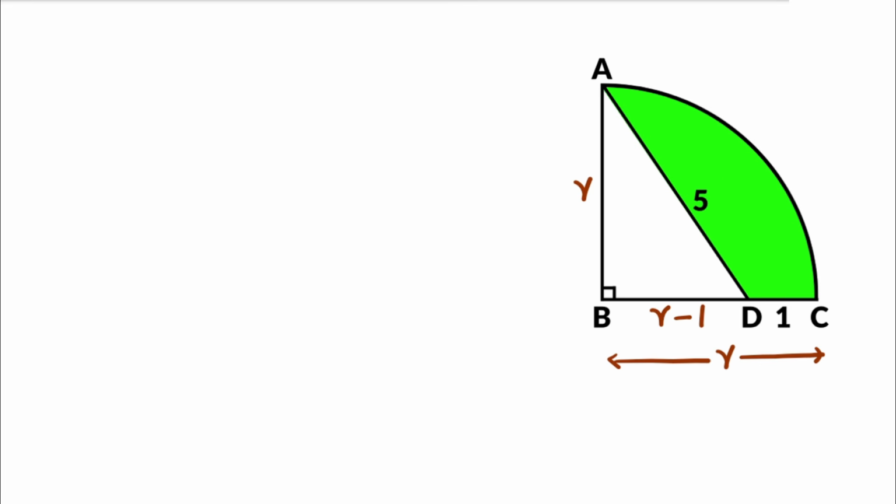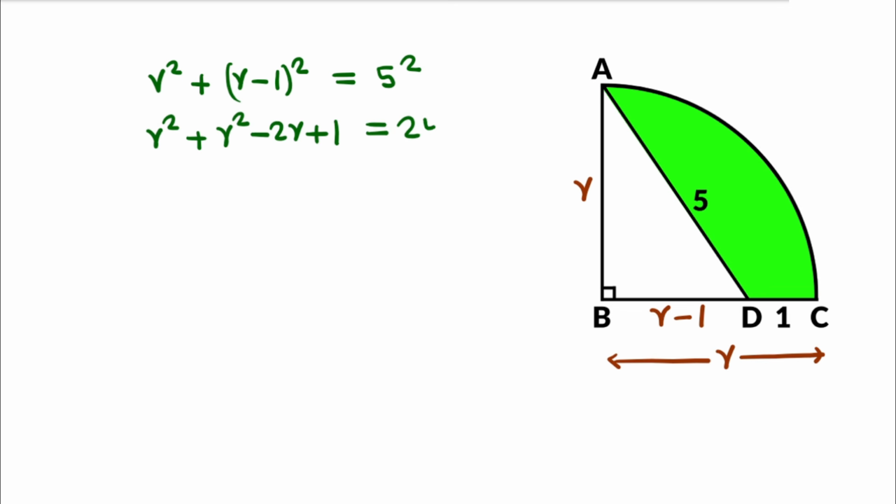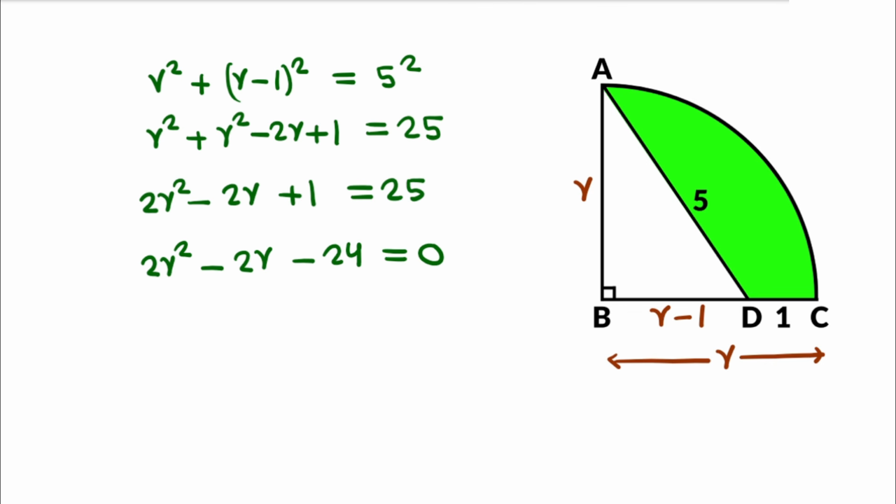That means we can immediately use the Pythagorean theorem. R squared plus the quantity R minus 1 squared equals 5 squared. Expanding the square gives R squared plus R squared minus 2R plus 1 equals 25. Combine like terms. 2R squared minus 2R plus 1 equals 25. Now subtract 25 from both sides. We get 2R squared minus 2R minus 24 equals 0.